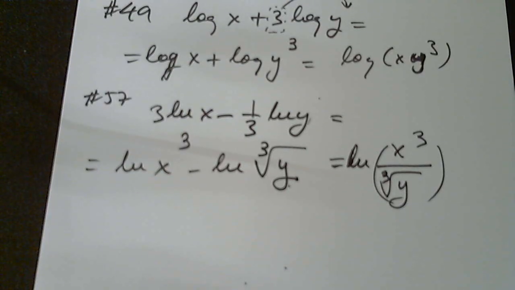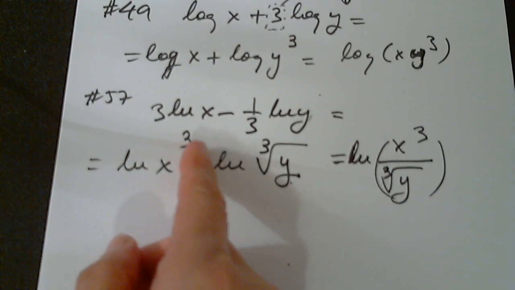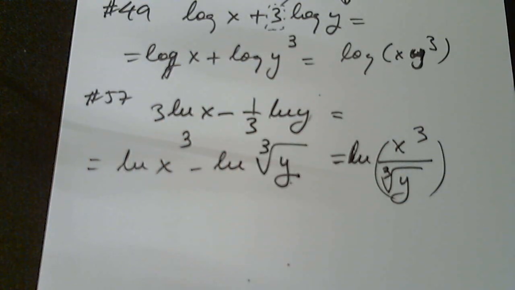So let's go backwards and check. From here I have this, then I bring 3 in front, and then I bring 1/3 in front. Any questions on this one?